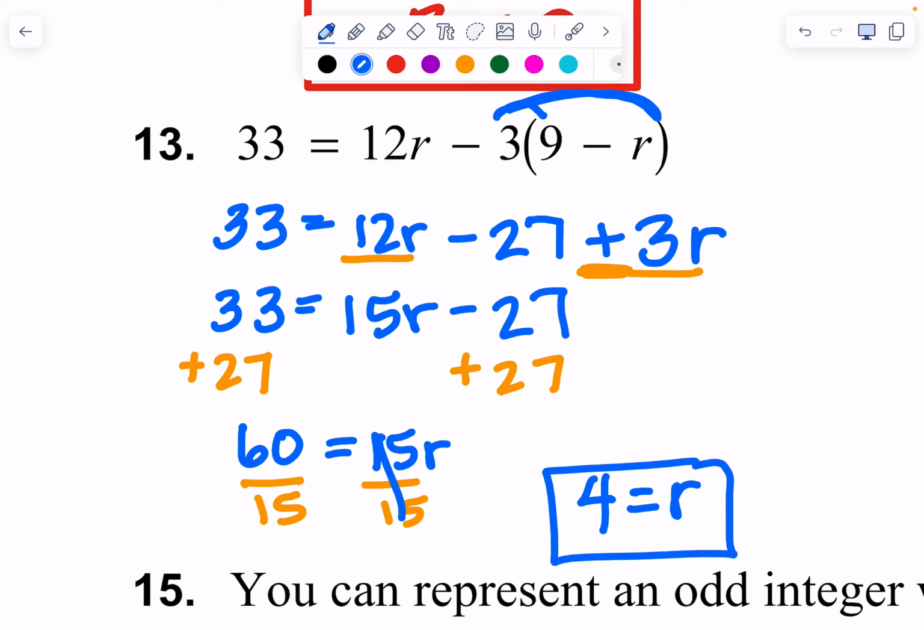Joey, technically, if that was a negative 3R, would that technically be 9R? If it was minus 3R, yes.